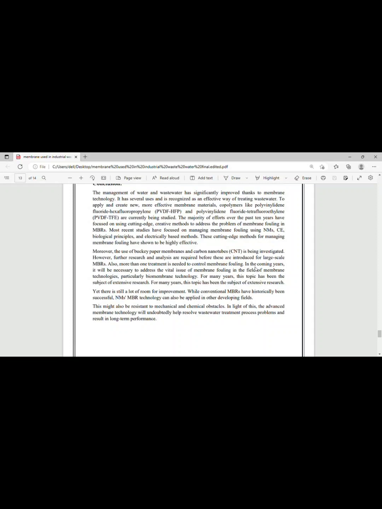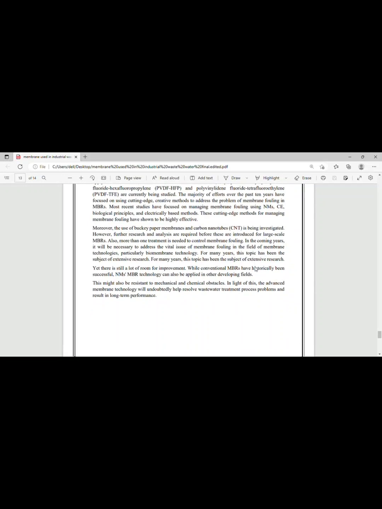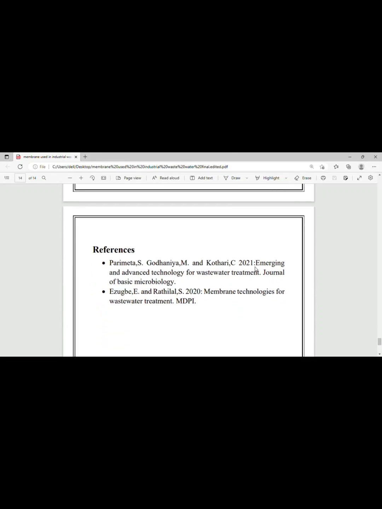While conventional MBRs have historically been successful, they might also be resistant to mechanical and chemical obstacles. In light of this, the advanced membrane technology will undoubtedly help resolve wastewater treatment process problems and result in long-term performance. And these are the references.